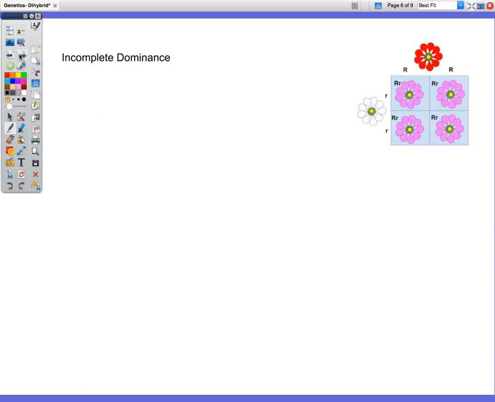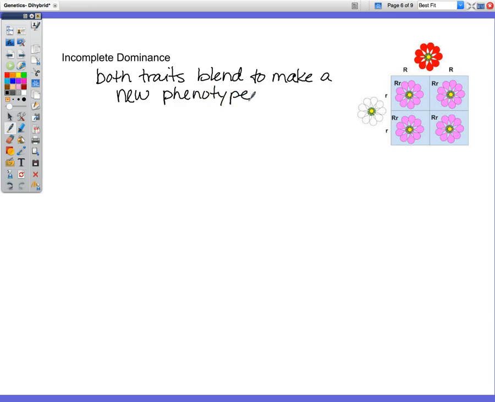The next one we have is incomplete dominance. So if you notice in our diagram, we have a white flower, we have a red flower. This time, the red is not really dominant over the white, and so you see a pink flower. There's kind of a blending. So again, you would do a same type of Punnett square.